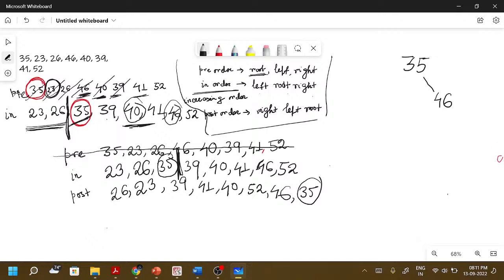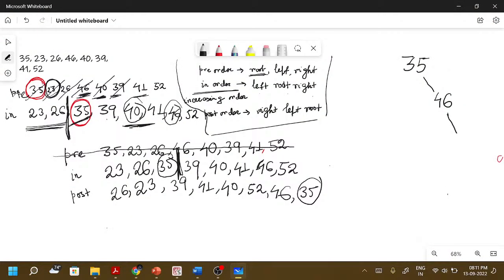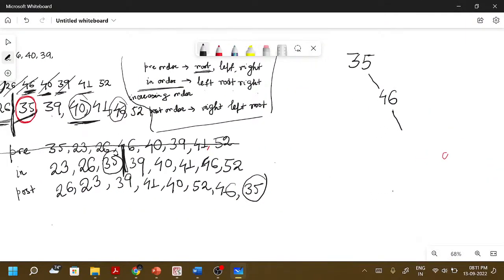After that, 52 could be either root, left or right. Now we know that 52 is more than 46, so we'll put it on the right.